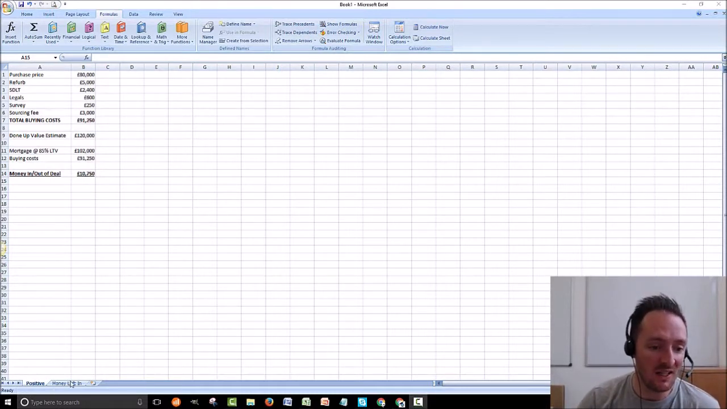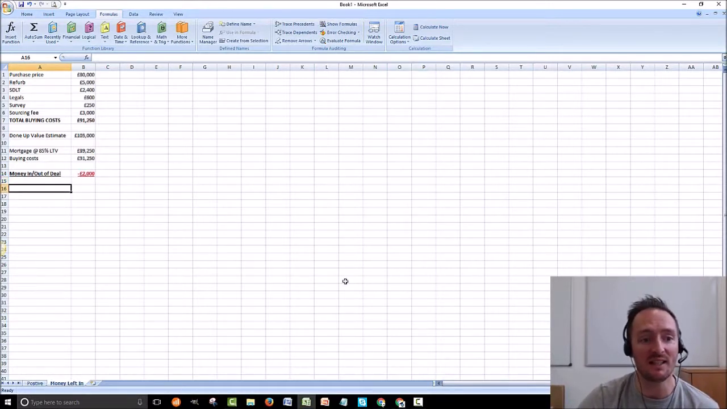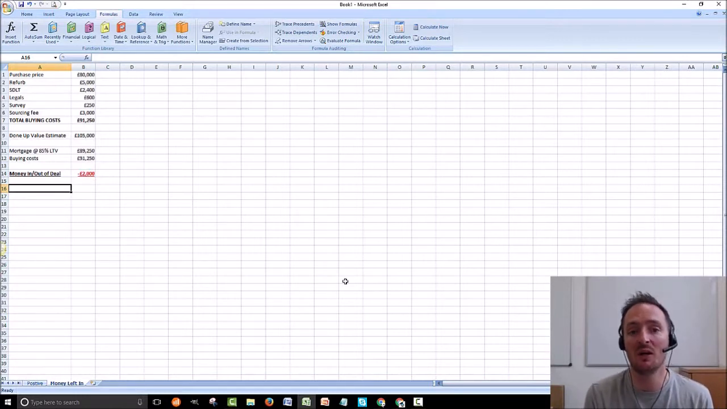So that's an example of positive. Now, I've just got one here which is negative, and so in this one, what we have is exactly the same property, so it is purchase price and refurb, everything else. But this time we have estimated the done-up value to be £105,000. So the surveyor's come out and he's valued that property at £105,000.